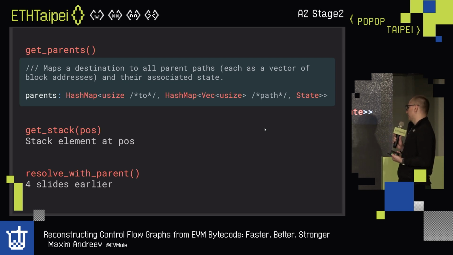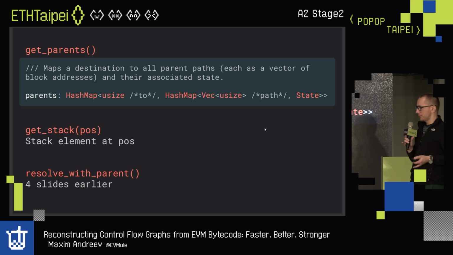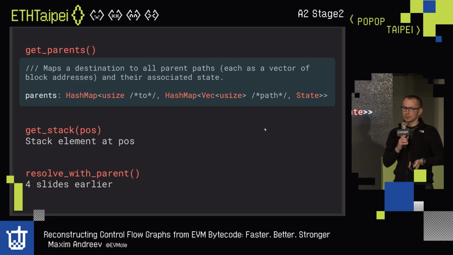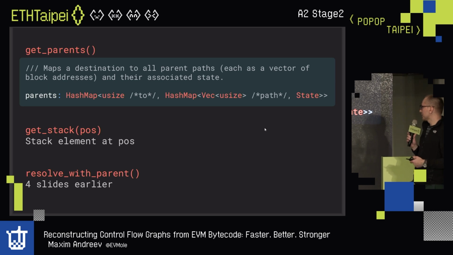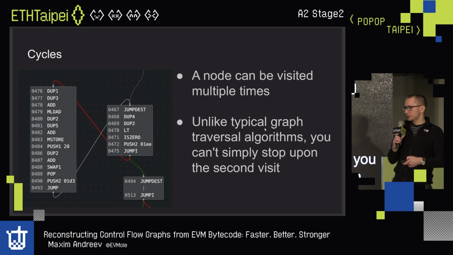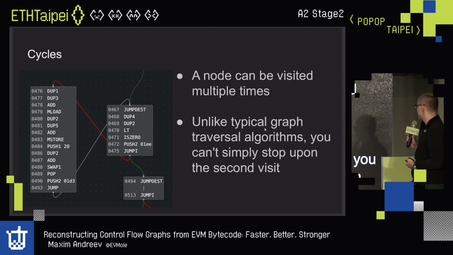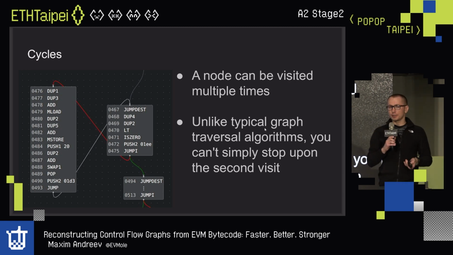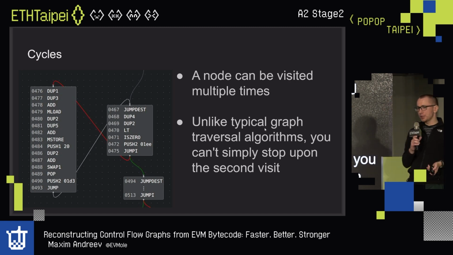Here are the main functions, like resolve this parent, which I described four slides earlier, before the collapsing of the state of the blocks. Get stack is just getting the nth element of the stack, and get parents, we have a hash map of all parents. But we can see cycles, and that's the tricky part, because a node can be visited multiple times, and unlike graph traversal algorithms, where usually you use a hash set to visit every node only once.